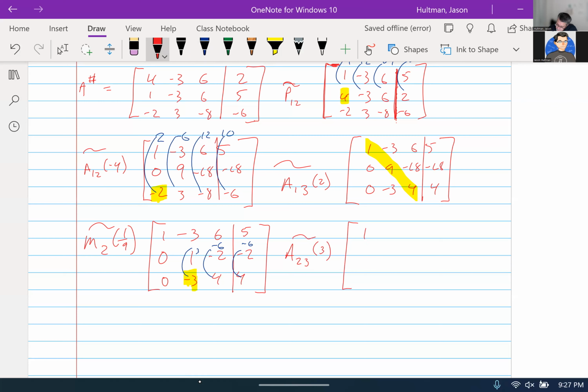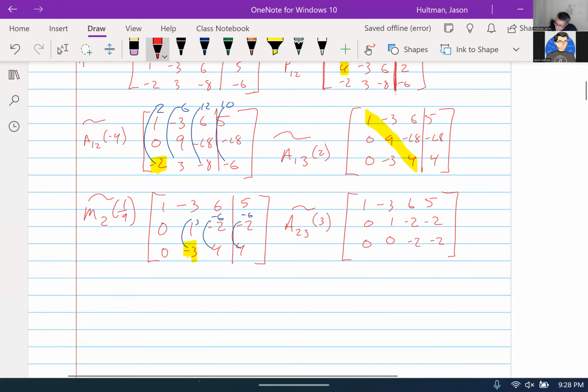So the first row is 1, -3, 6, 5, 0, 1, -2, -2, 0. The third row is going to be changed. That's going to be 0, 0. That's the desired 0 I want. And then -6, 4, that's -2. -6, 4, that is also a -2. Okay.